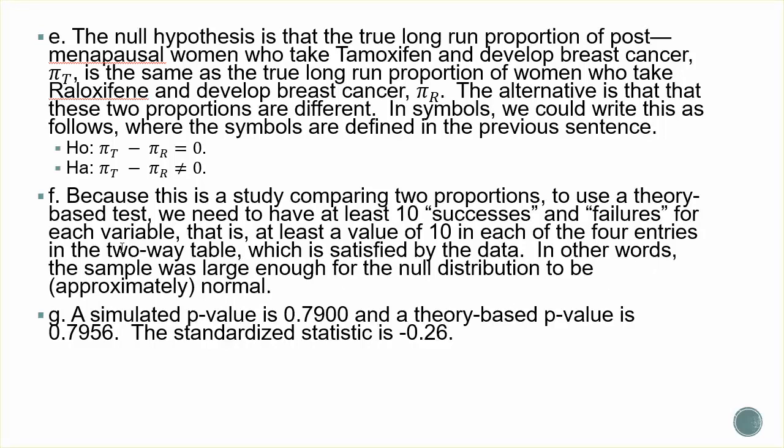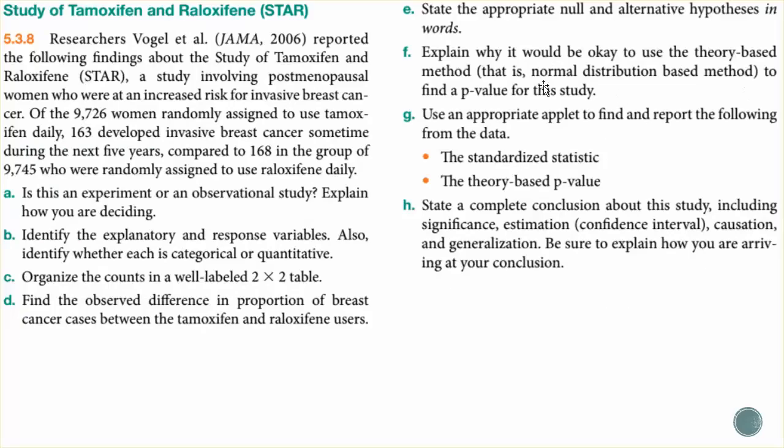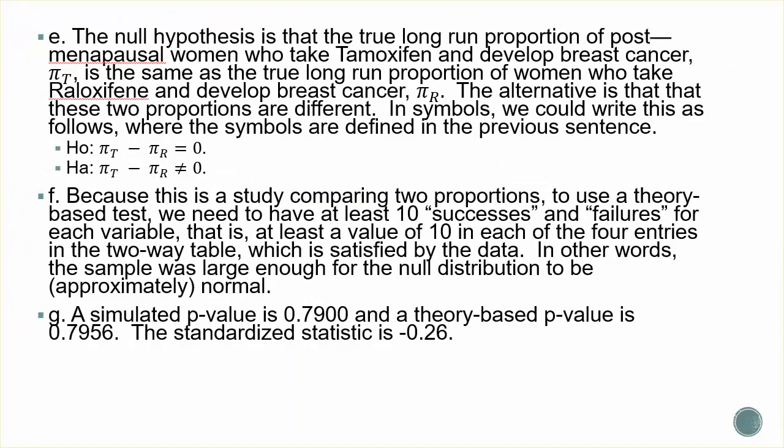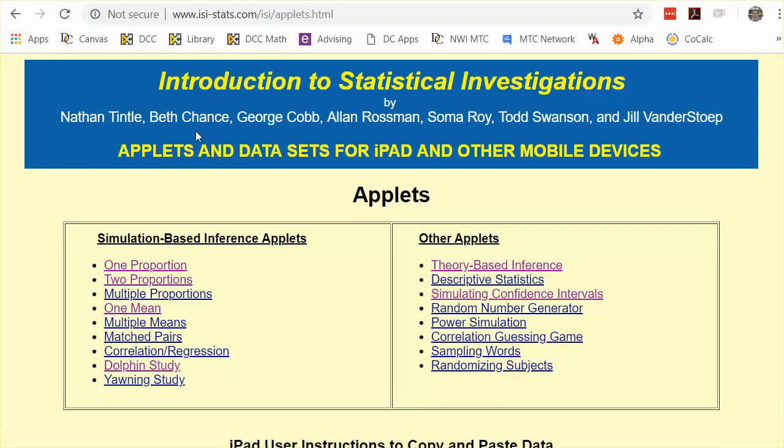That's what it means to use a theory-based test, is to say, well, if we made the null distribution by a simulation, we're going to get a normal distribution anyway, so why not just cut to the chase and do a normal distribution? So that's question F. Why is it okay to use a theory-based test? And then number G says, okay, well, let's get to the applet and do it. All right. So you can see the numbers are going to come out. Let's switch over to the applet.